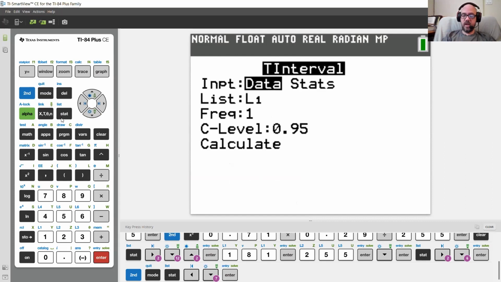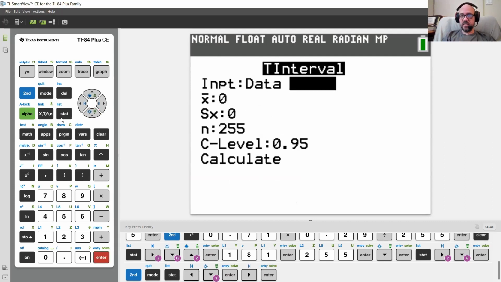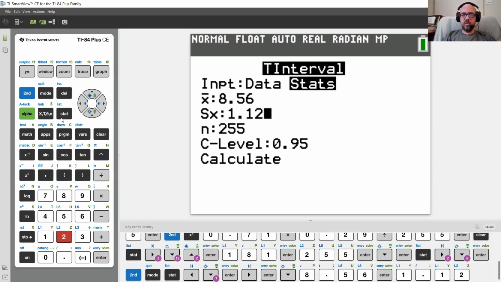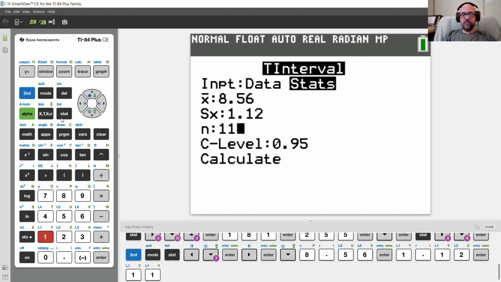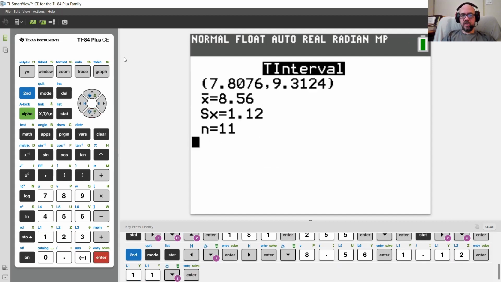We don't have that. What I have is summary statistics. So I go over the stats. X bar was 8.56. S was the standard deviation, that was 1.12. N was not 255, it was just 11 fish. And then our confidence level we wanted was 95%. And 7.807 to 9.312. If I remember right, that is pretty much what we found.